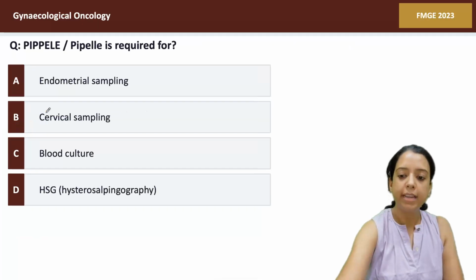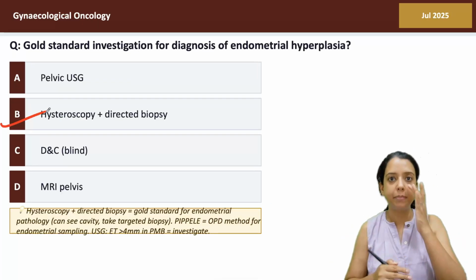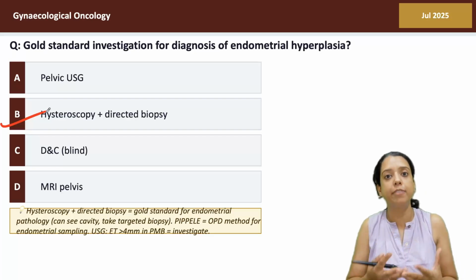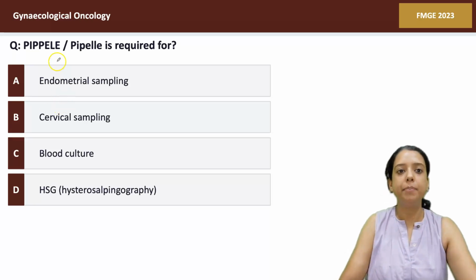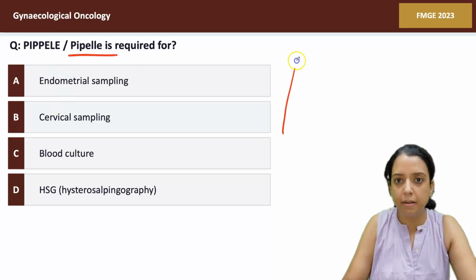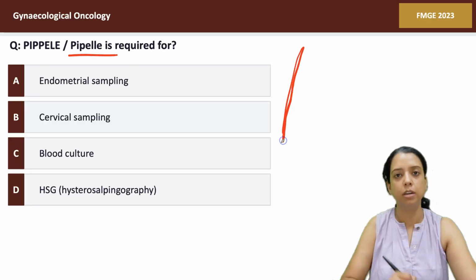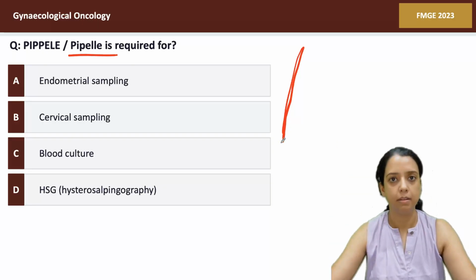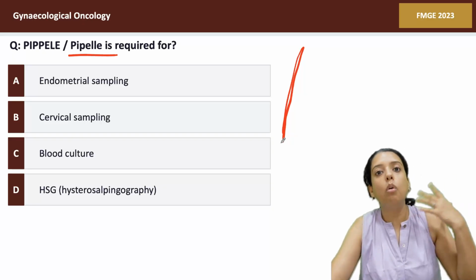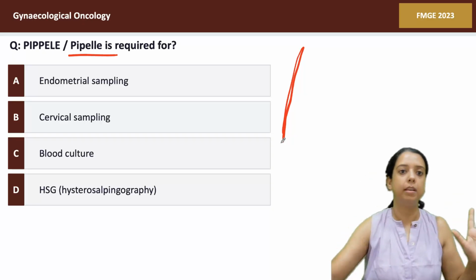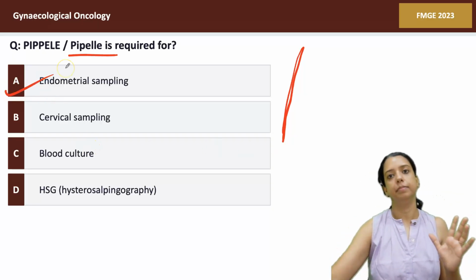Pipelle. Though doing hysteroscopy and getting biopsy is best, we can't do hysteroscopy in everyone. What do we do? Office biopsy. Office biopsy using a Pipelle. It's a thin pen-like, refill-like structure. Introduce it, take the sample. Hysteroscopy biopsy is the best way of taking a sample, but we can't do it. So the most common one is the Pipelle biopsy of the endometrium.